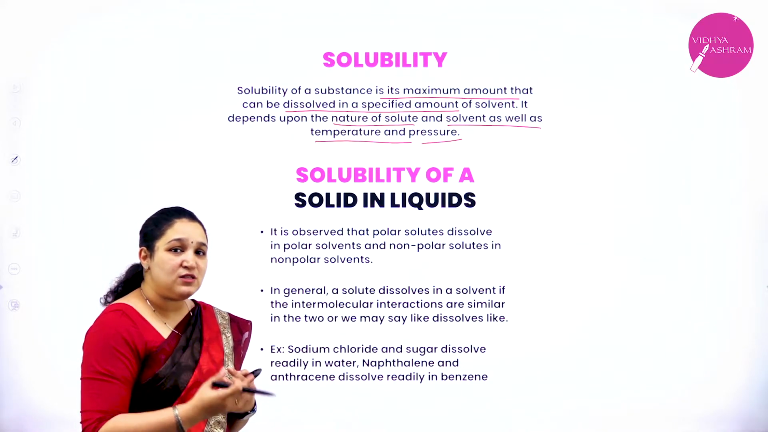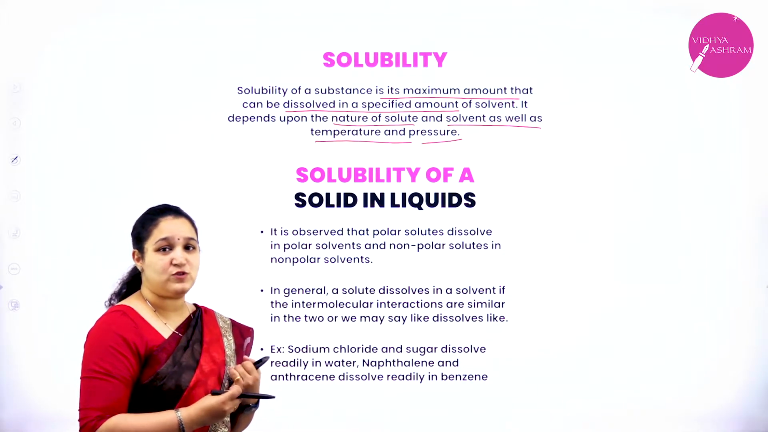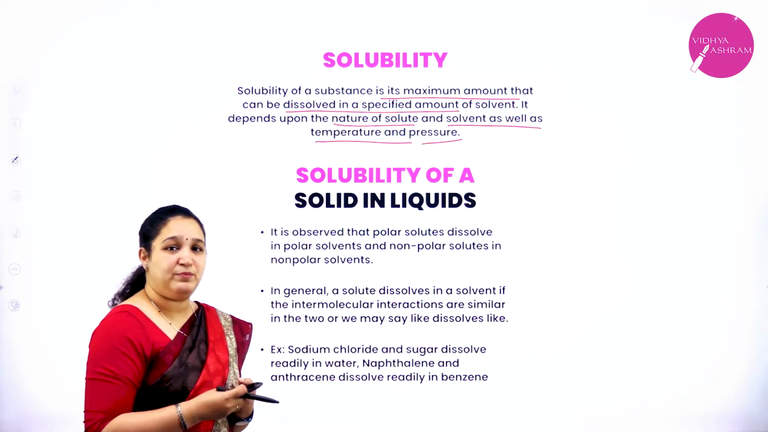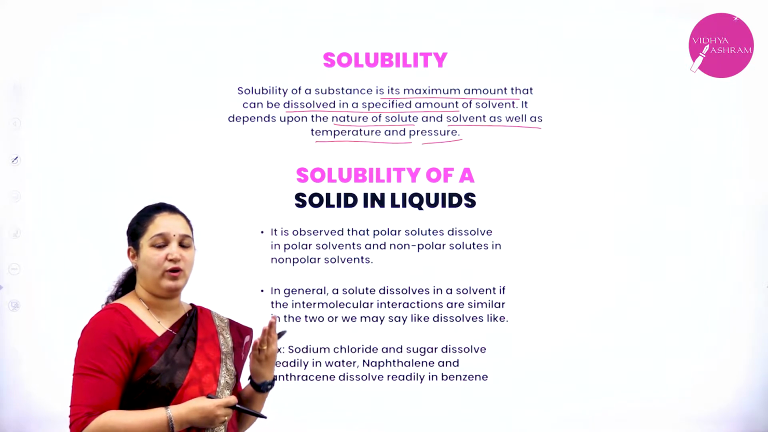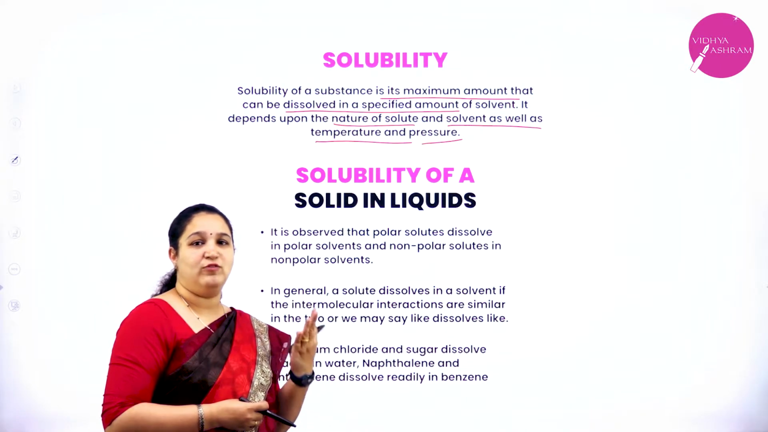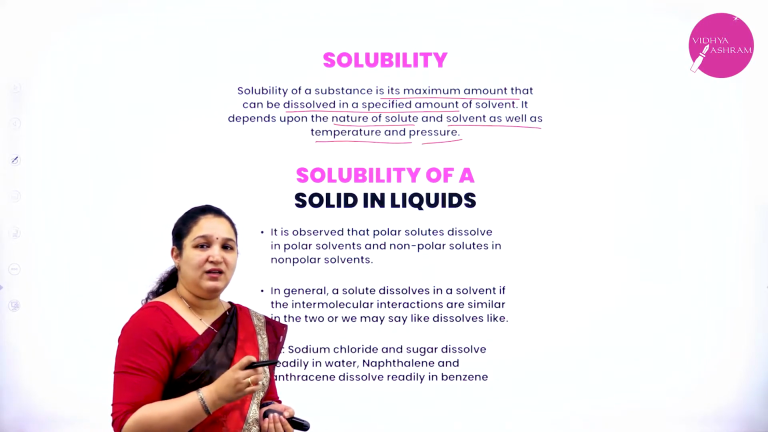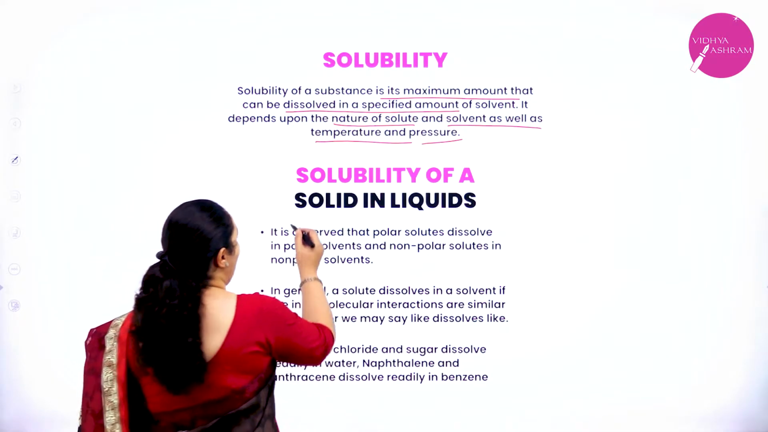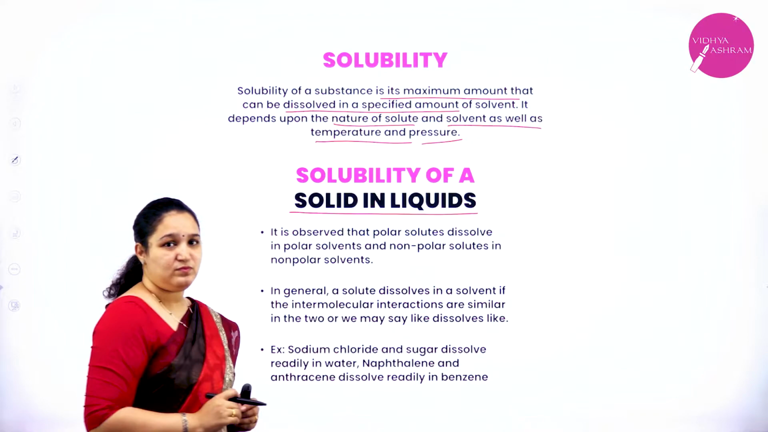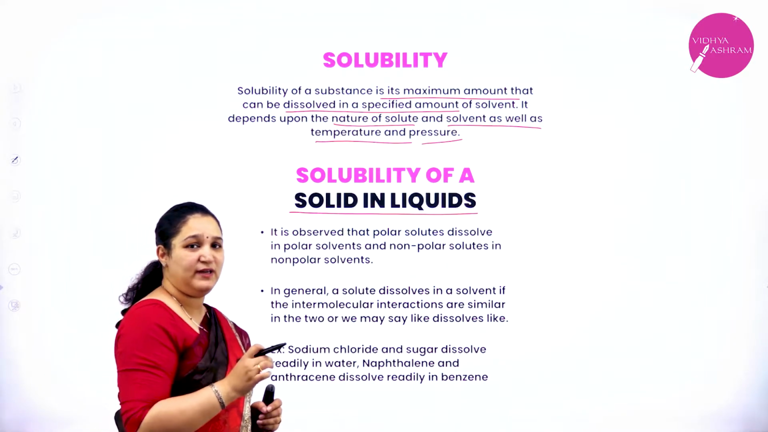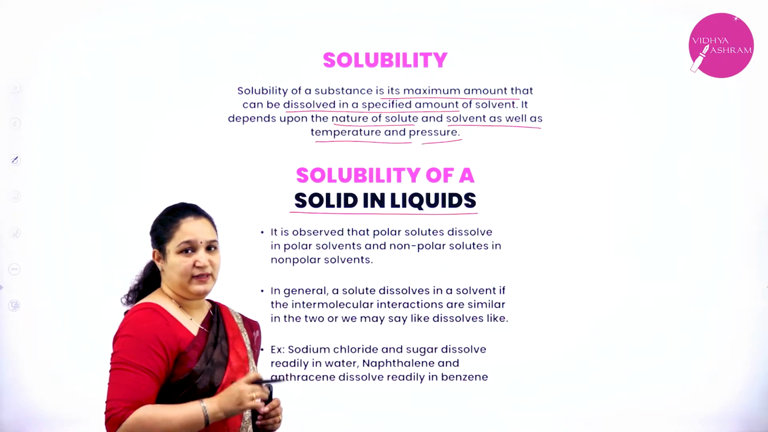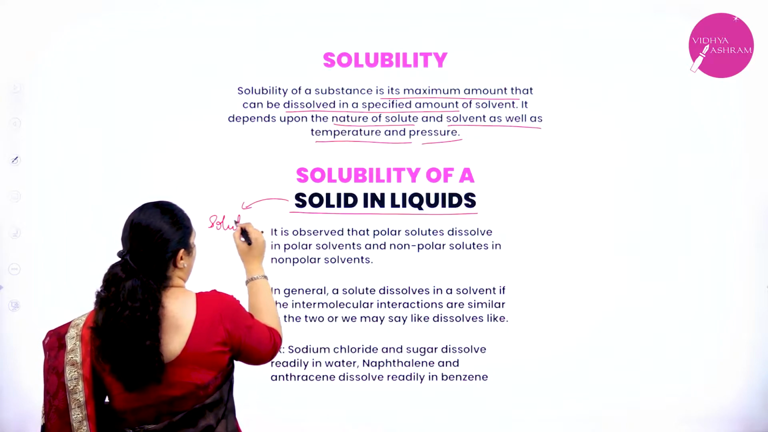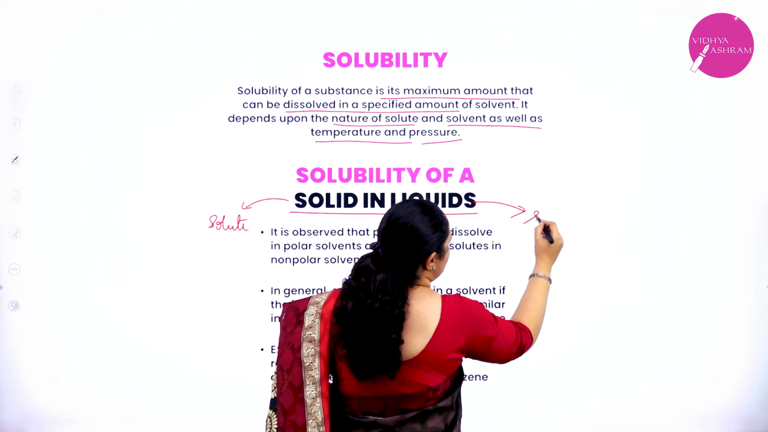Now what are the factors which affect the solubility? Nature of solute, nature of the solvent, temperature and pressure. All these four things are going to affect the solubility of a particular substance. We learn in particular about solubility of solid in liquids. Okay, we are going to study about the solubility of a solid in liquid. That means solid is the solute and liquid is the solvent.